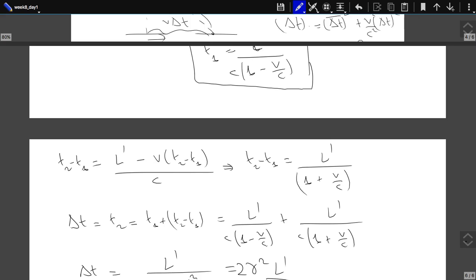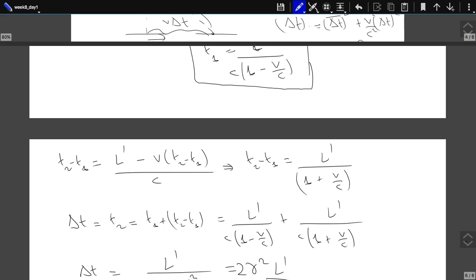Well, T2 minus T1 is our time. So it doesn't travel L prime, but during that time, the rod had moved by V times (T2 minus T1), so the light ray traveled this much. This is the distance that the light ray travels, so we divide it by C to obtain the time it took. So T2 minus T1 should be equal to this one.